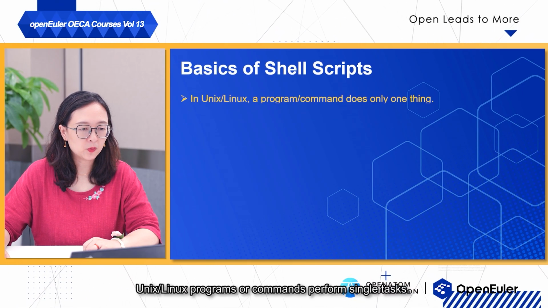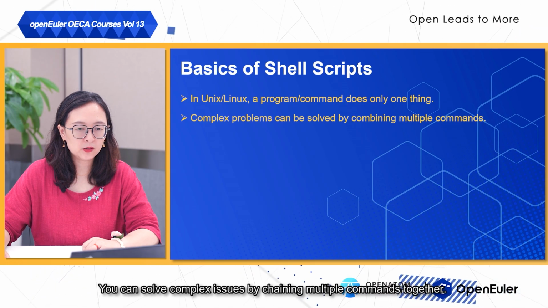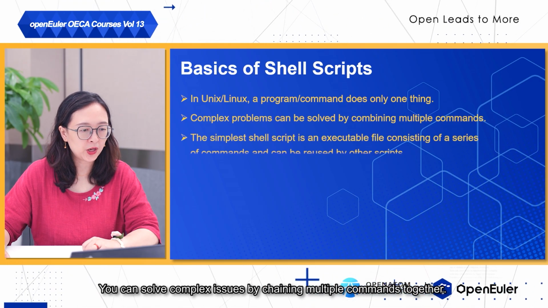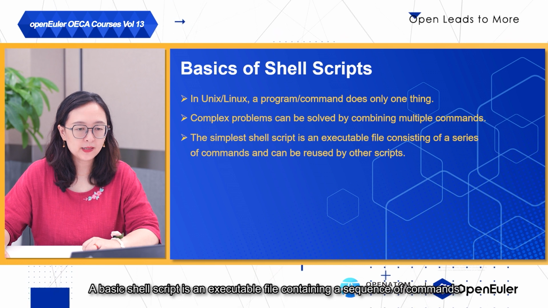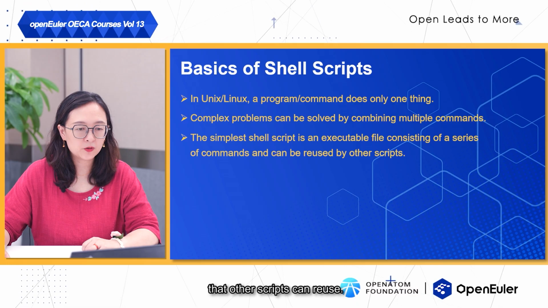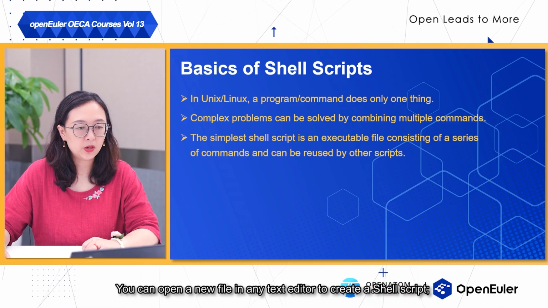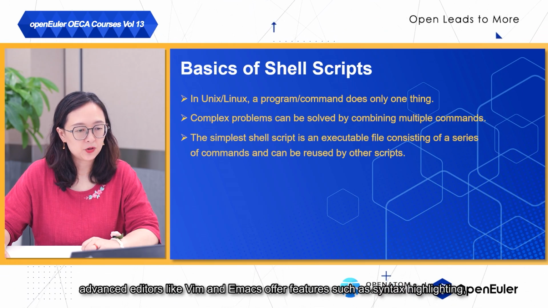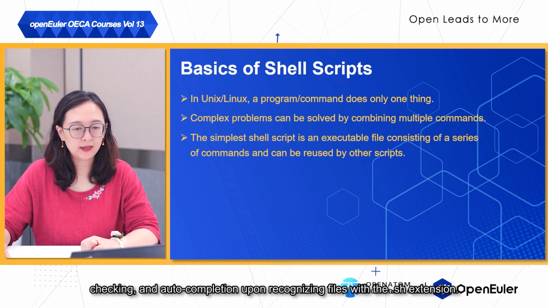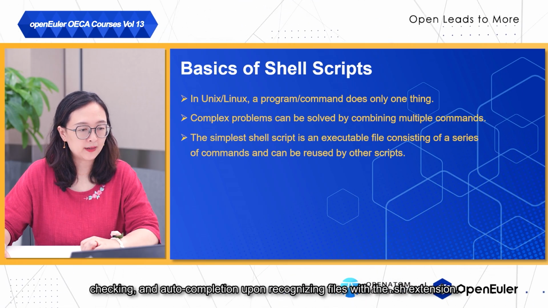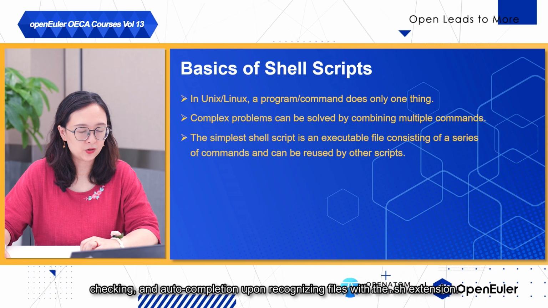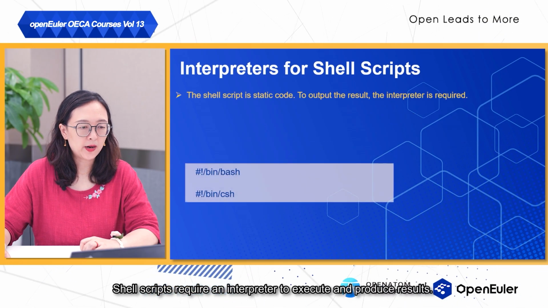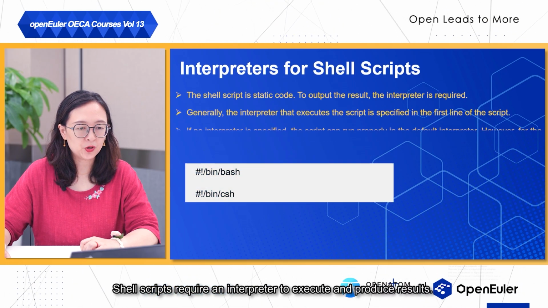Unix and Linux programs or commands perform single tasks. You can solve complex issues by chaining multiple commands together. A basic shell script is an executable file containing a sequence of commands that other scripts can reuse. You can open a new file in any text editor to create a shell script. Advanced editors like Vim and Emacs offer features such as syntax highlighting, checking, and auto-completion upon recognizing files with the .sh extension. Shell scripts require an interpreter to execute and produce results.